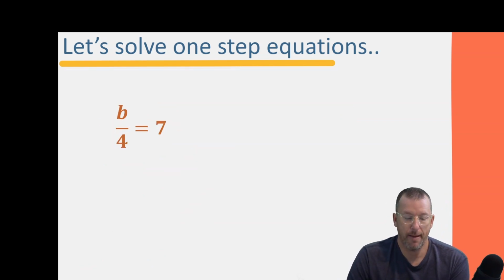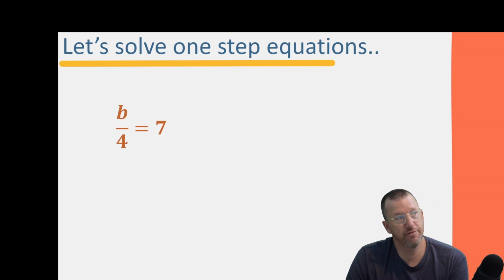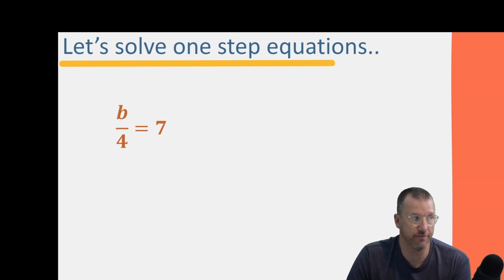How about this one? Anything written in a fraction form can also be written as division. So b divided by 4 equals 7.